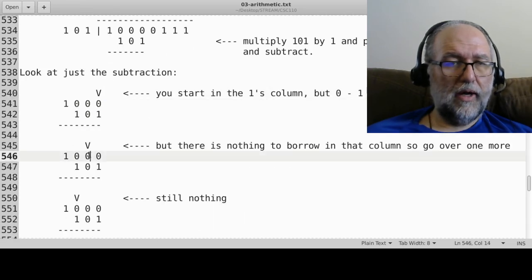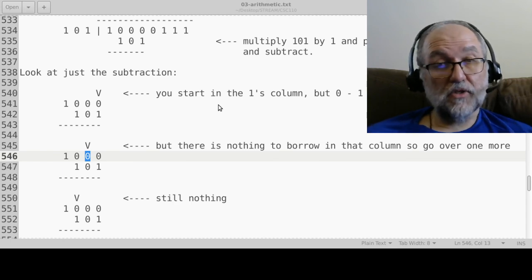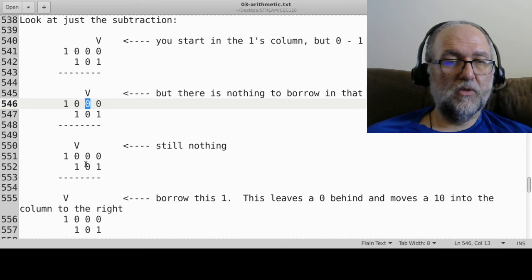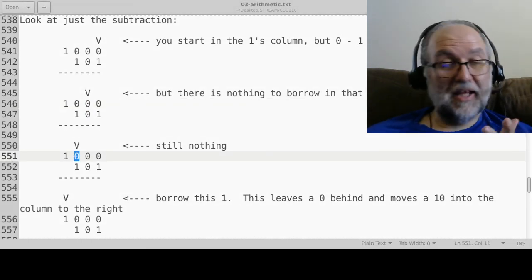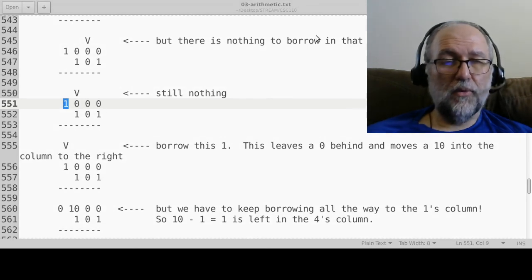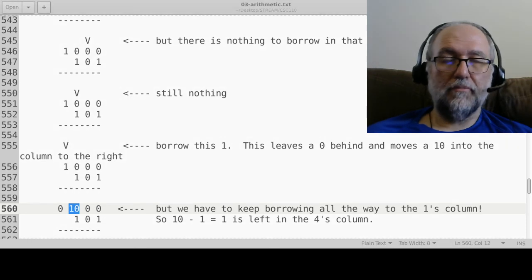Okay, so you say, great, I'm going to borrow from that one. But you can't borrow from that one because there's nothing there. So you say, okay, let me go to the next one. Well, wait a sec, there's still nothing there. So you have to borrow from the next one. And so you go to there. Now, if you borrow from that one, what do you get? You get a 0 in this column. And you get a 10 in the next column.